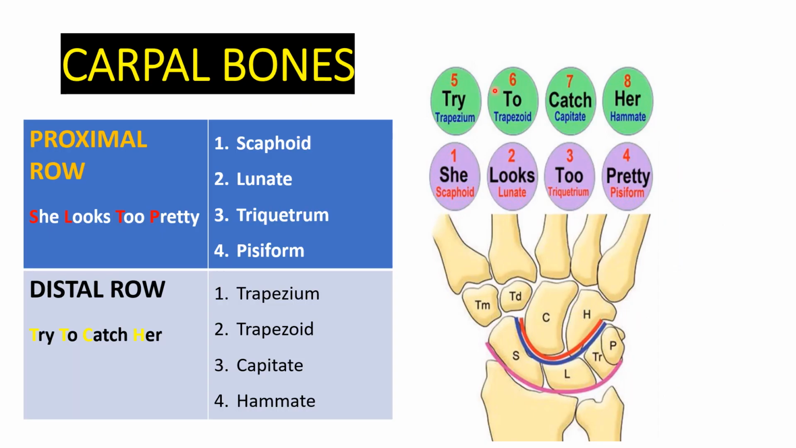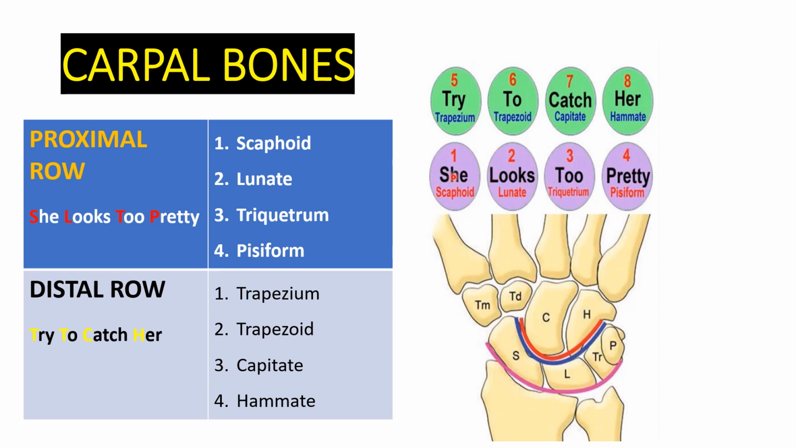So regarding the carpal bones, we have the proximal row and the distal row. This is the proximal row. We have 4 bones for the proximal, and then for the distal we have 4 bones. This is an acronym to remember the carpal bones.